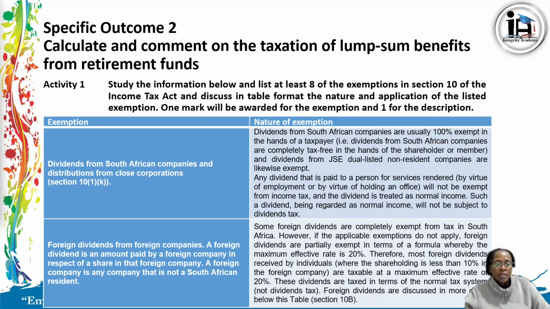Exemption: dividends from South African companies and distributions from close corporations. Section 10(1)(k). Nature of exemption: dividends from South African companies are usually 100% exempt in the hands of a taxpayer. Dividends from South African companies are completely tax-free in the hands of the shareholders or members, and dividends from JSE dual-listed non-resident companies are likewise exempt.